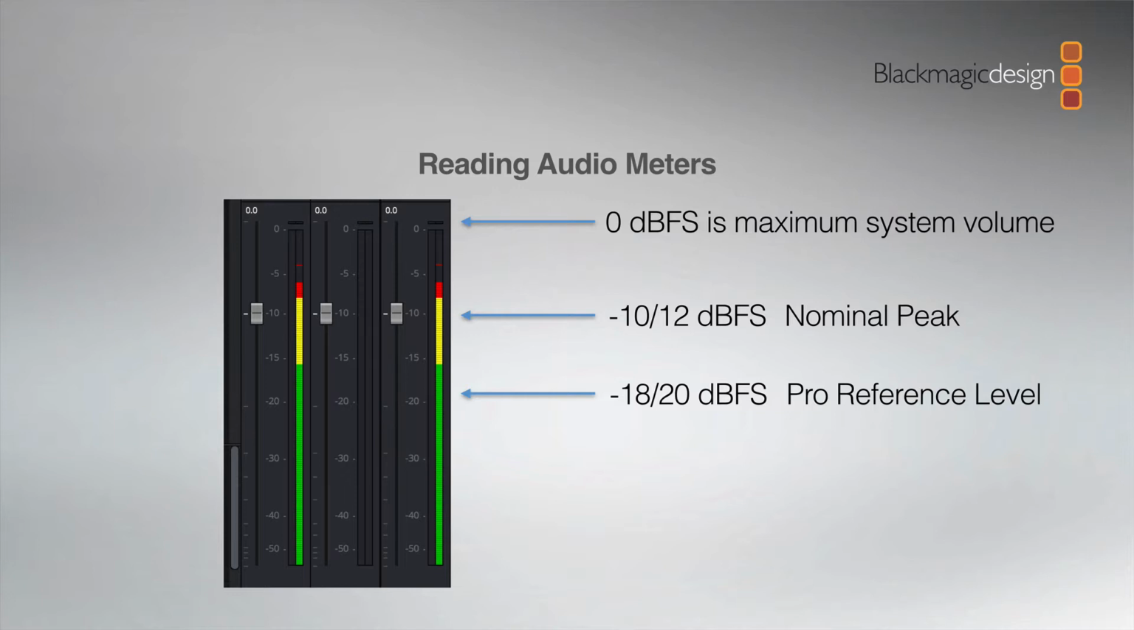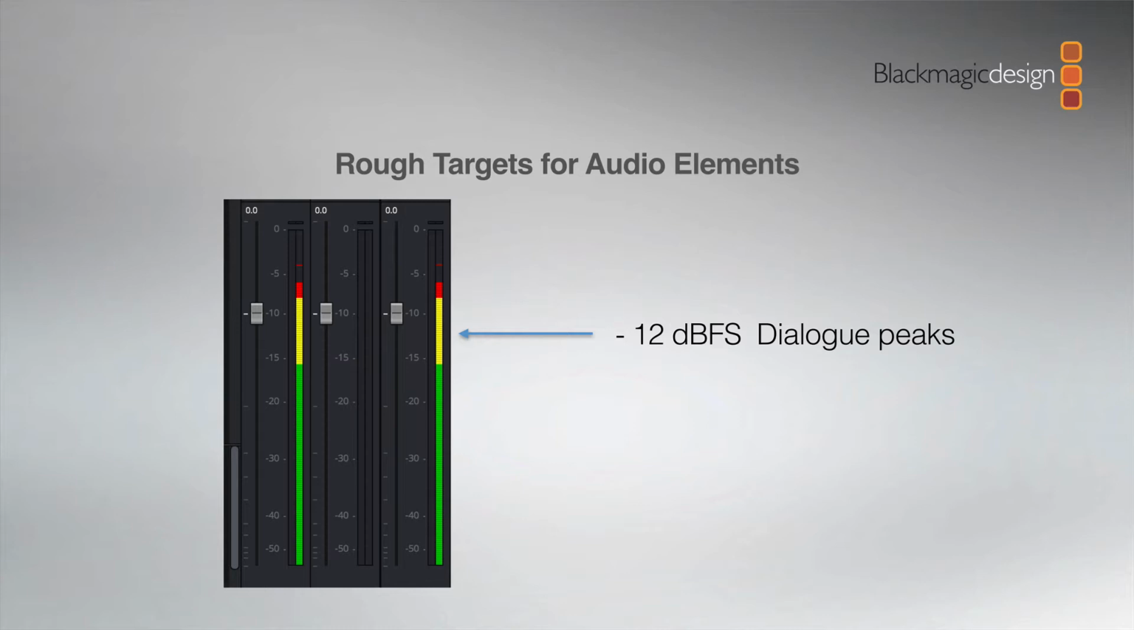This is just giving you the idea of where most of your sound will end up, your pro reference level, and where the system is designed for the peaks to end up. Now, as a rough guide, when you're working with audio, it's good to have a rough guide. So we give the students rough targets for audio elements. For instance, dialogue: you're generally going to try and have the dialogue peaks around minus 12.